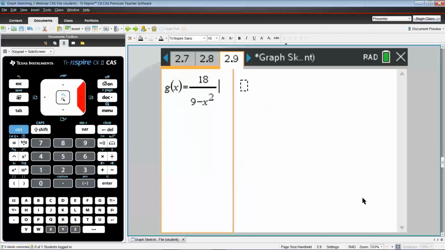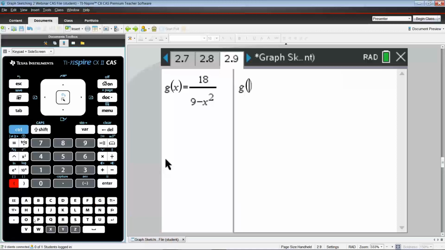Okay, so let's start by finding the implied domain. Before we do that, we must always get started by defining our function. So g of x is defined as, and here's our function tool, fraction tool, 18 over 9 minus x squared. Okay, and there we go, enter.